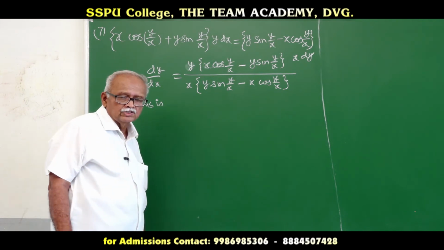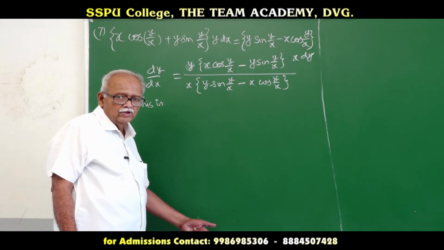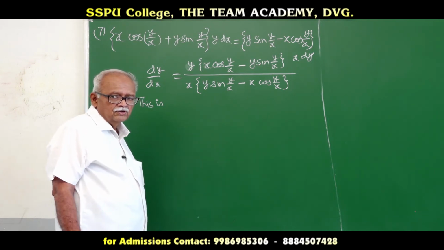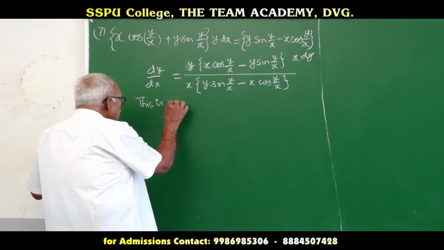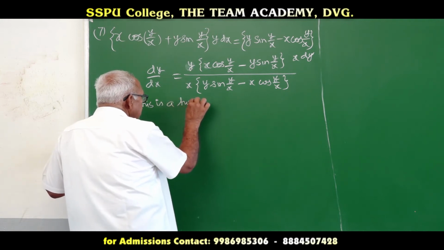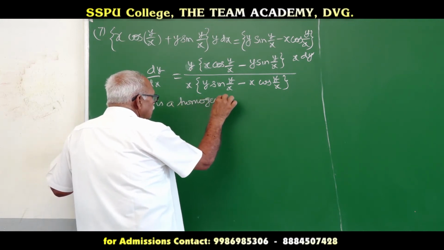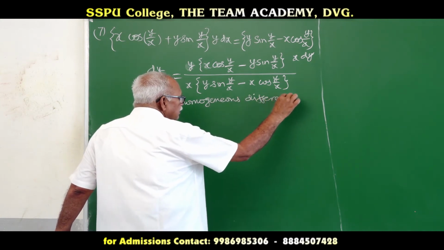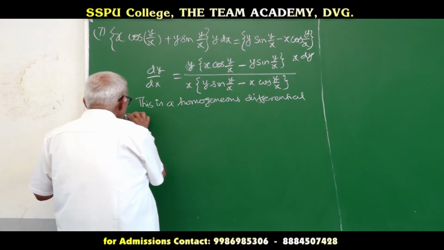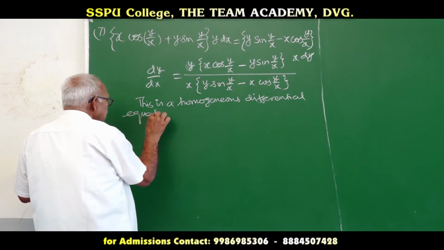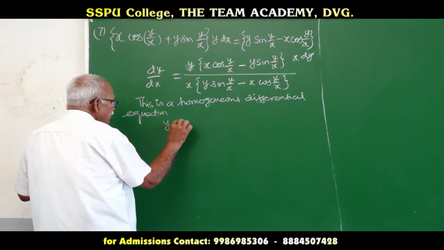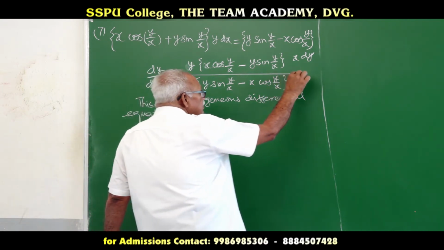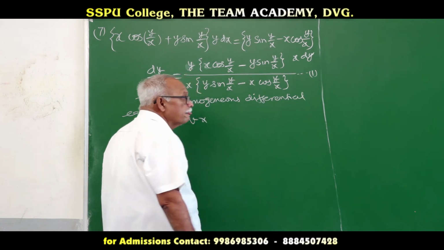So the number of questions are over. Now we have to learn how to get the solutions. This is a homogeneous differential equation. For that, what we have to take is put y is equal to Vx. So keep this as equation 1.